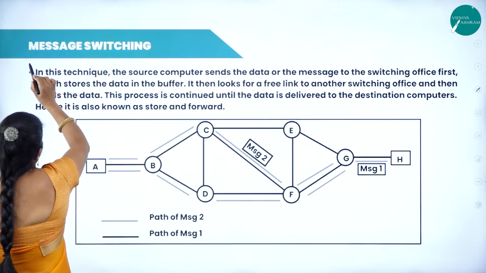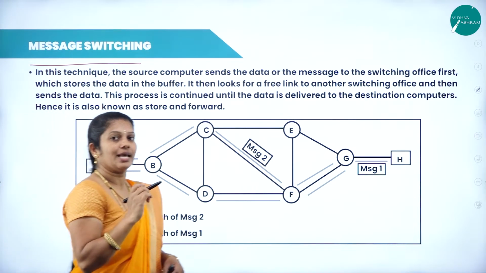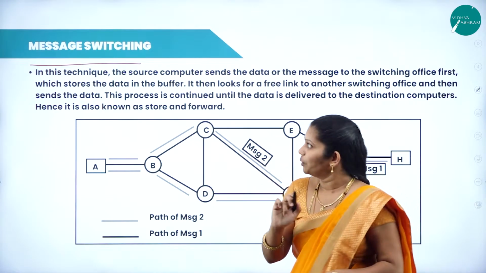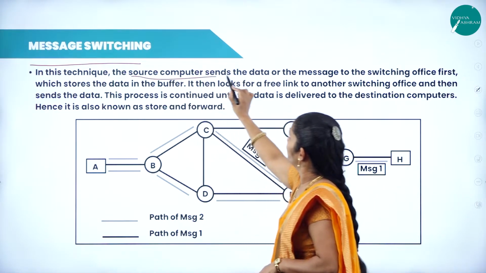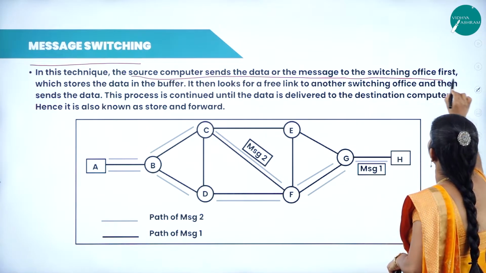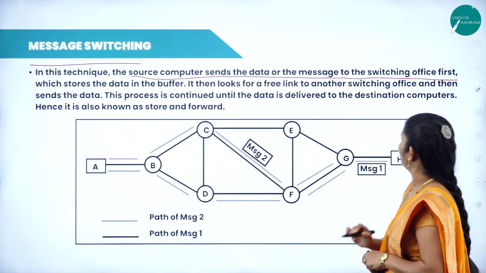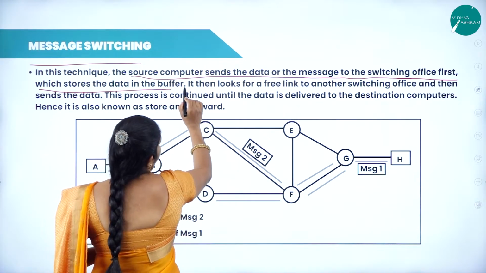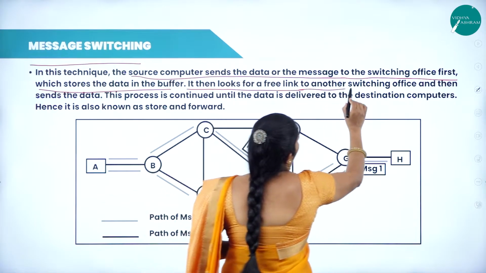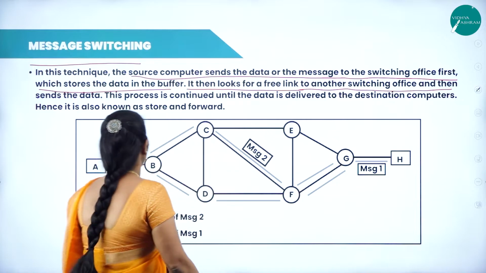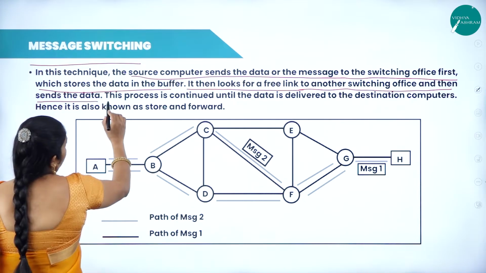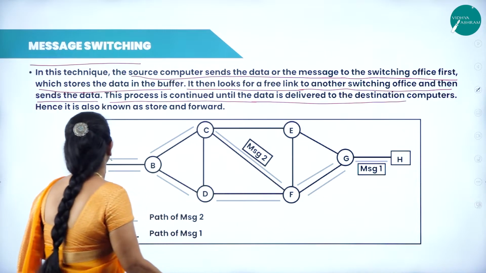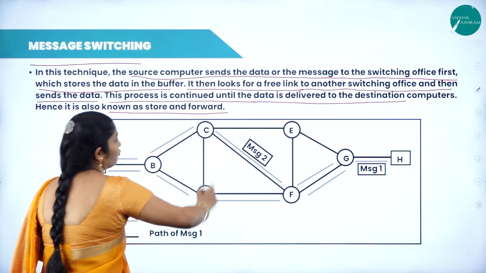Next, we will move on to message switching. What exactly does message switching tell you? The name itself suggests message. It means that in this technique, the source computer sends the data or messages to the switching office first, which stores the data in buffer format. It then looks for a free link to another switching office and then sends the data. This process continues until data is delivered to the destination computer. Hence, it is called the store and forward technique.